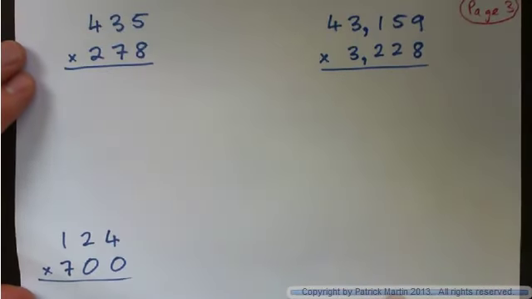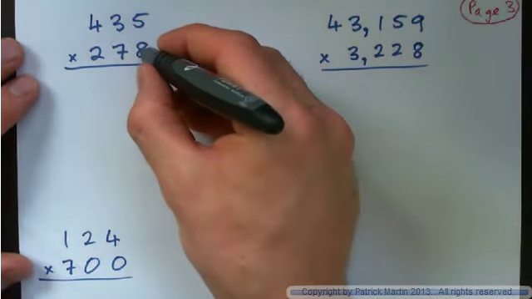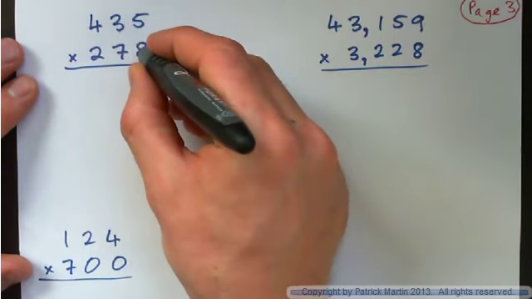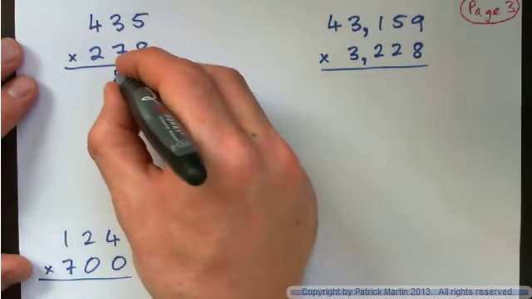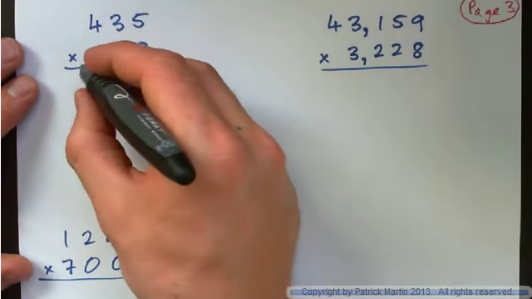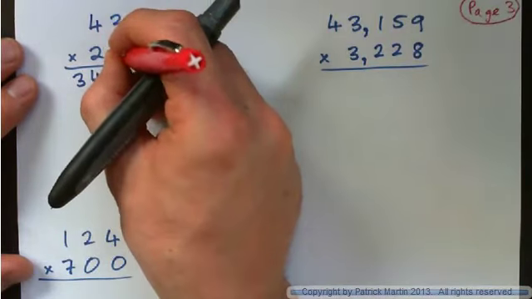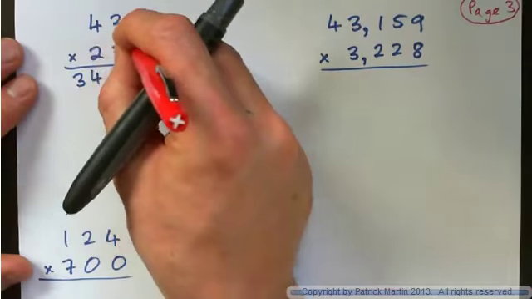Now, if I was multiplying by hundreds, this number, write this down, 435 times 278, you'd begin by multiplying by the 8. 8 times 5, 40, carry 4. 8 times 3 is 24, and 4 is 28, carry 2. 8 times 4 is 32, and 2, 34. And then when you come to multiply by the 7, that is in fact a 70. So you've got to put 0 down and multiply everything by 7.